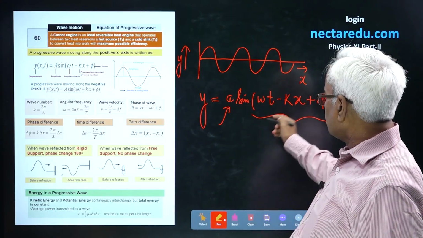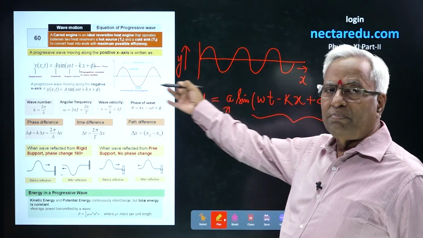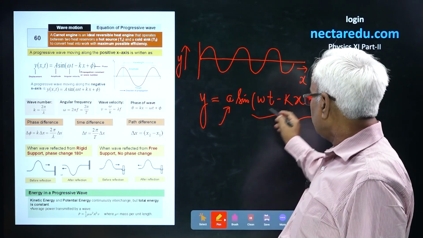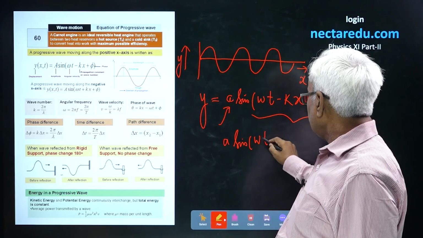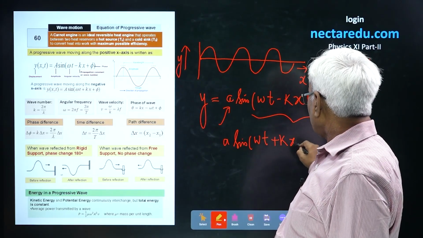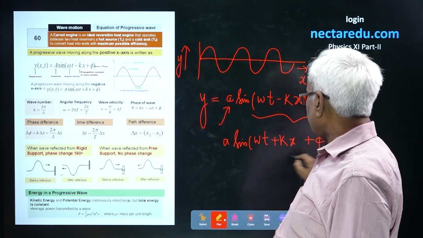Suppose the wave is proceeding along the negative x-axis. In that case, you will use the term A sin(ωt + kx + φ).